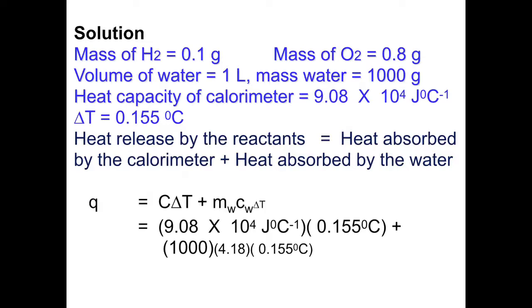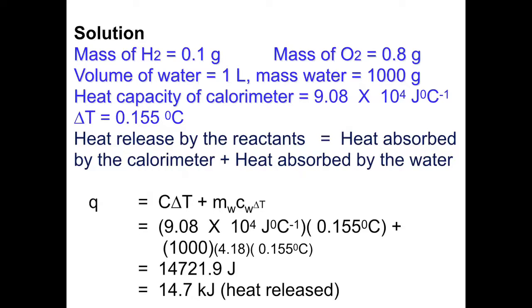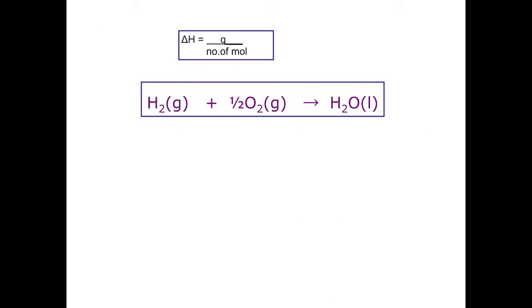Then substitute all the information into the formula and we will get the value of Q as 14721.9 joules or 14.7 kilojoules (heat release). To convert this value into kilojoules per mole, we are going to use the formula delta H equals Q over number of moles. If you read the question, this reaction is about formation of water. So, the number of moles of substance that we are going to use is the number of moles of water.